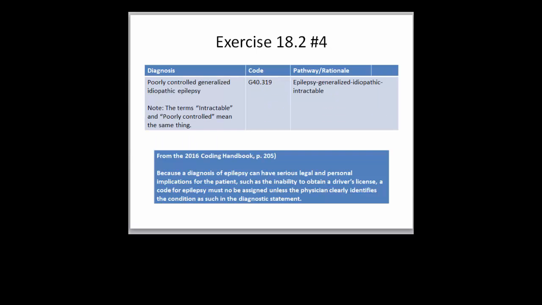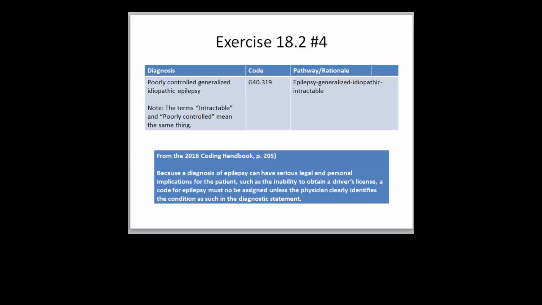I have this exercise for a couple of reasons. One is to notice that the terms intractable and poorly controlled mean the same thing. Intractable is a term that you often read in the medical record. It describes many things. Pretty simple: epilepsy, generalized, idiopathic, intractable. The point I want to make with epilepsy is taken from the code book on page 205.